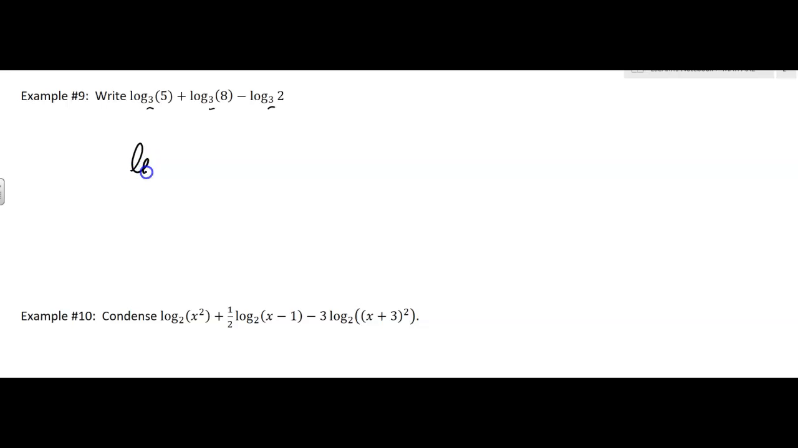So we're going to have log base 3 of, and then the 5 is going to go in the numerator, because see, that's positive in front. The 8's going to go in the numerator. It'll change this to multiplication, right? Okay, so it's multiplication now. And then this 2, which doesn't have parentheses around it for some reason, not sure, that one will go in the denominator. We didn't have any coefficients other than 1, right? So it was a 1 there, a 1 there, and a minus 1 there.